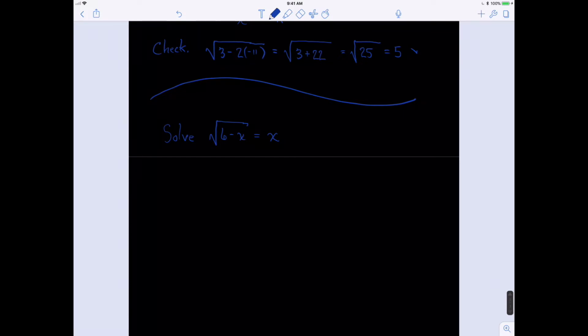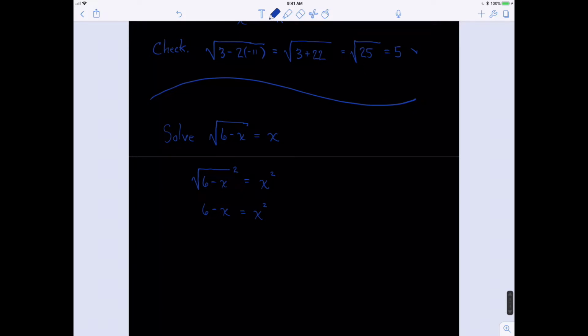And so we're going to begin by squaring both sides of the equation. So I have 6 minus x. I'm going to square the left-hand side, and I also have to square the right-hand side. When I do this, I have 6 minus x equals x squared.